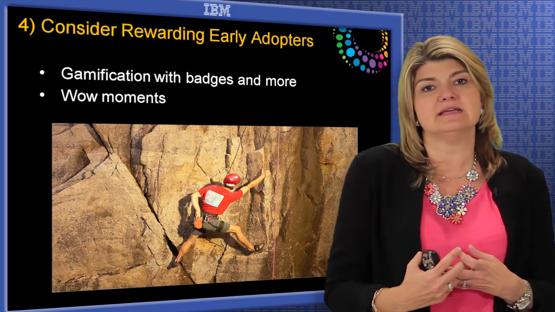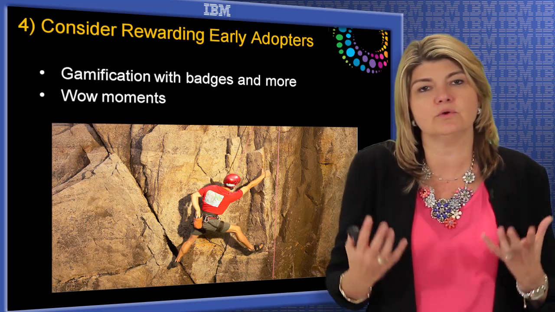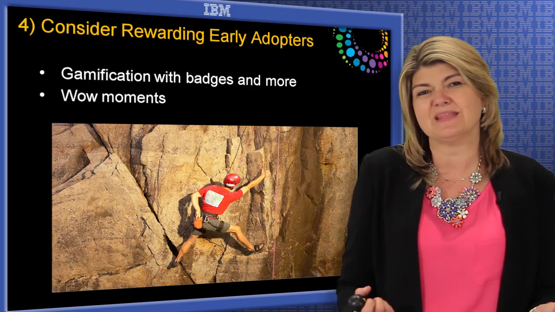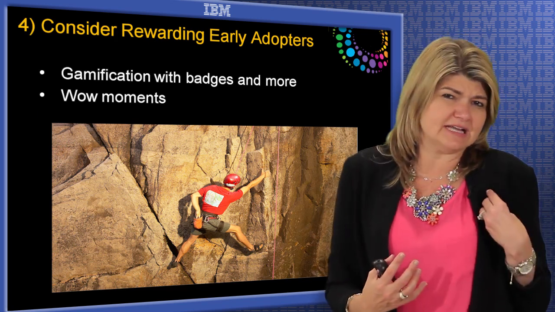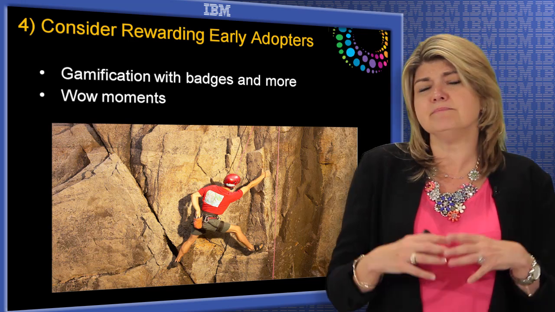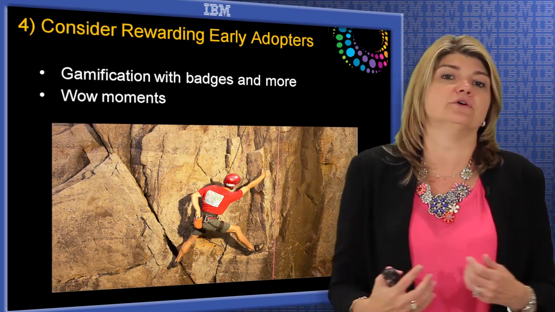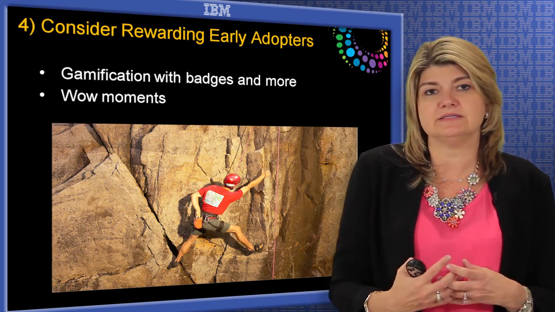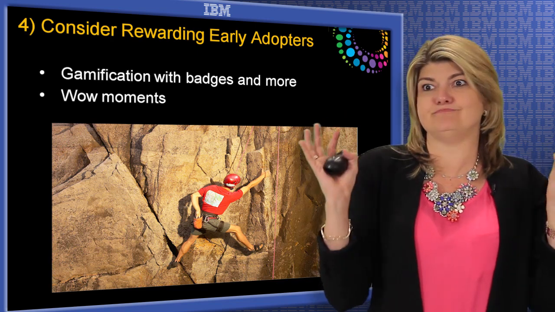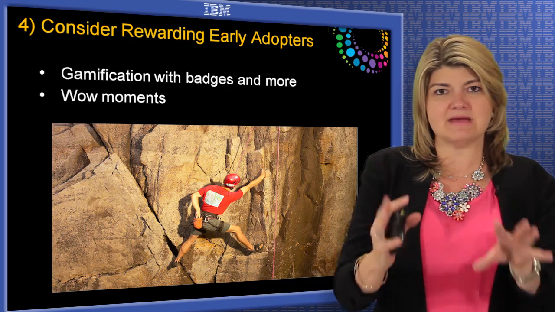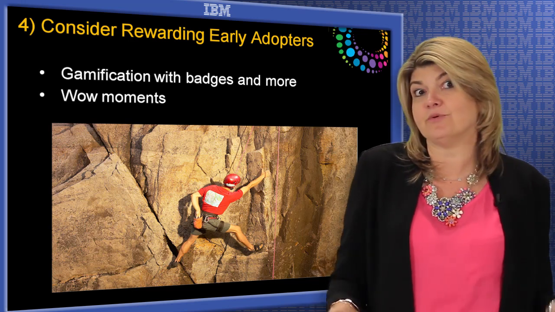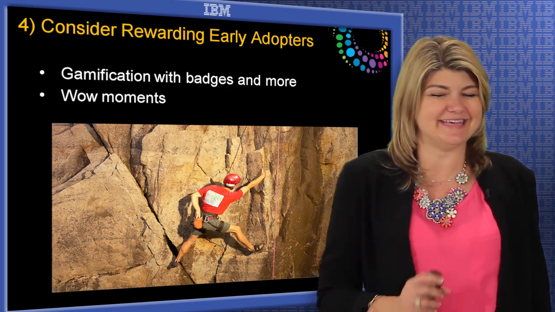The 4th step, I think, is figure out a way to reward early adopters. I, in particular, love gamification, with badges or levels, maybe highlighting them inside of your company. I know several companies do wow moments and highlight those best achievers. Make them feel special and let others see that you're making them feel special, because that will help with your adoption regardless of your use case.